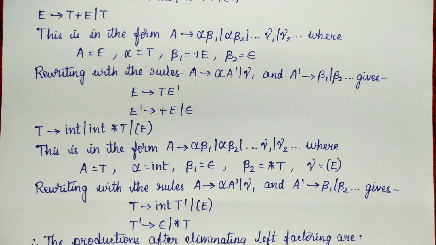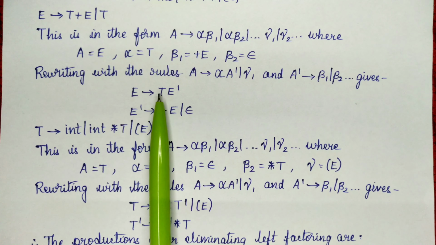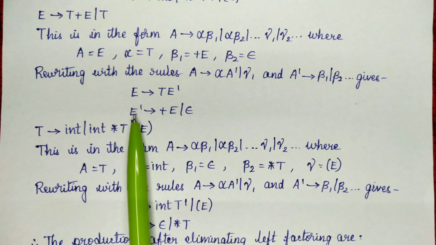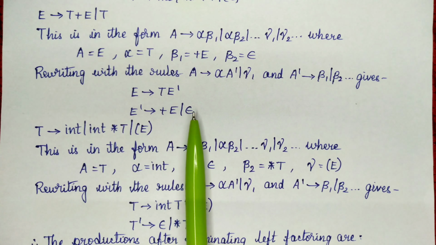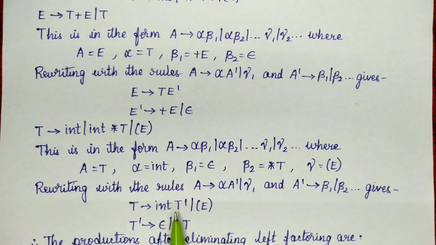So after eliminating left factoring, the productions are E implies T E prime, and E prime implies plus E or epsilon, and T implies int T prime or within the parenthesis E, and T prime implies epsilon or into T. So this is all about left factoring and elimination of left factoring.